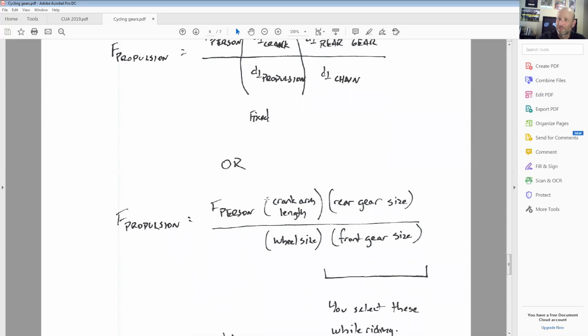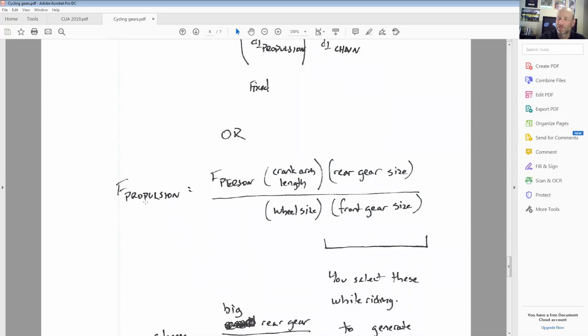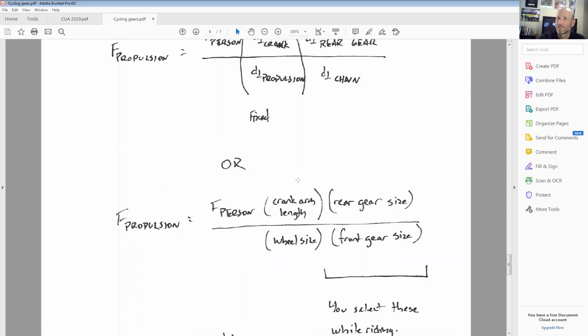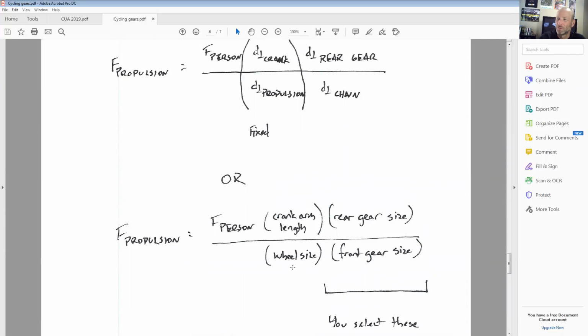So I just rewrote this using some more common terms. Here's the propulsion force making the bike go forward. The person force, crank arm length, d perpendicular crank. Wheel size, d perpendicular propulsion. Those are fixed. Rear gear size, this is the number of teeth of the rear gear. Front gear size, again, the number of teeth. And the number of teeth basically determines the radius of the rear gear and the radius of the front gear.